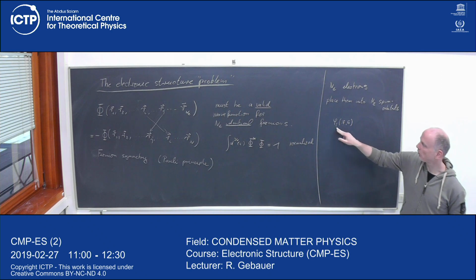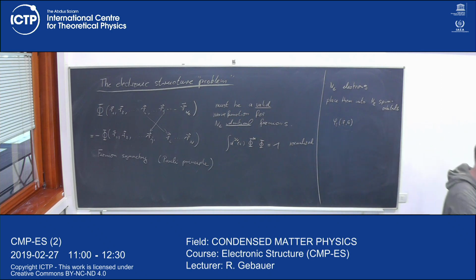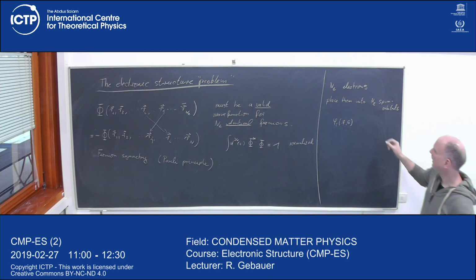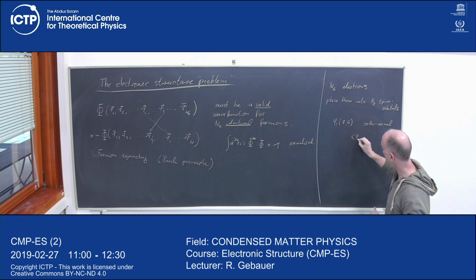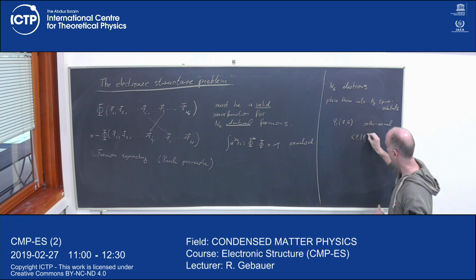And how many of them do you need? Well, you need as many as you have electrons, and you put one electron in each one of them. Okay? And we assume they are orthonormalized. So we choose them such that phi i times phi j is delta ij.